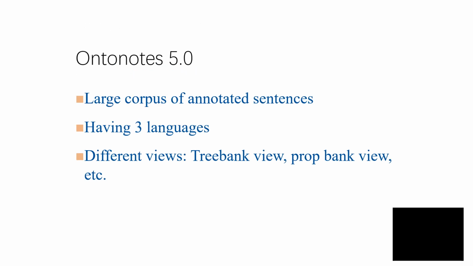Our approach in this project uses the OntoNotes 5.0 dataset. It is a large corpus of annotated sentences, and it has 3 languages: Chinese, English, and Arabic, but here we only use English. There are many useful views in this dataset. For example, we have the tree bank view and the prop bank view, and for each sentence it has different views. Among them we can use the tree bank view and the prop bank view to do the extraction.